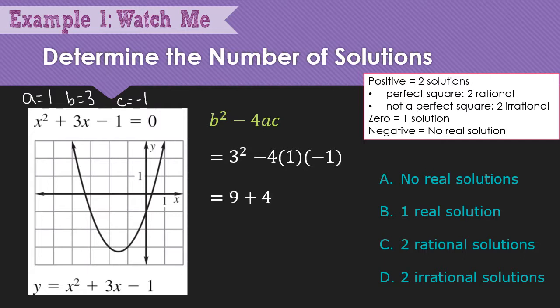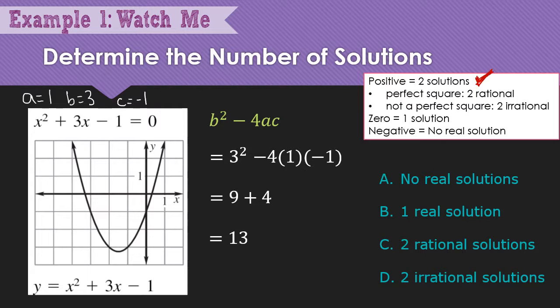Then we just go ahead and we simplify, so 3 squared is 9, and that second part of that expression there is 4. 9 plus 4 gives me 13. So looking at my little chart up here, 13 is a positive number, meaning I'm going to have two solutions.